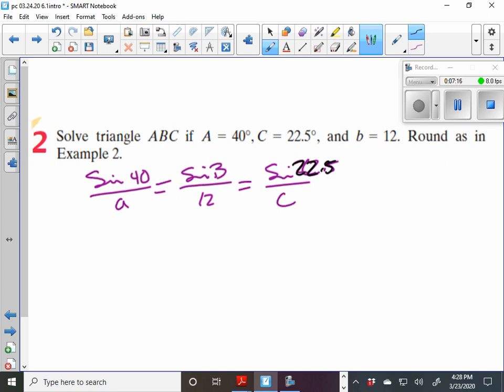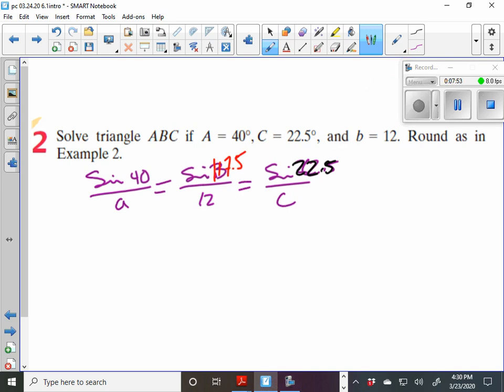So I need to either find B, C, or A. Well, since I've got two angles, I know I can find B. Once I find B, then I can go ahead and start cross multiplying. So clearly 180 subtract 40, subtract 22.5 gives me 117.5, and now I've got my completed ratio.